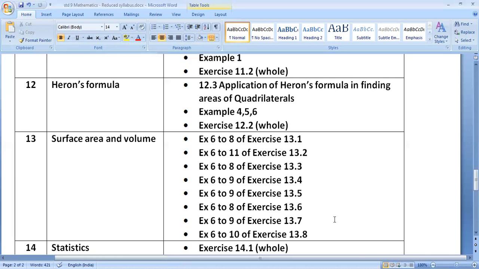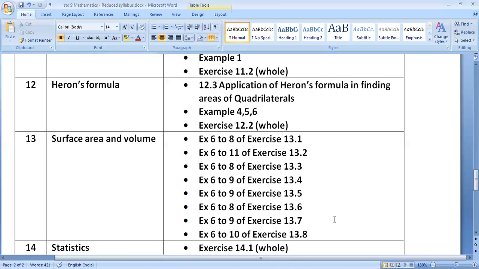Page 234, 13.9, volume of sphere. Volume of a sphere is equal to 4 by 3 pi r cube. And volume of hemisphere is 2 by 3 pi r cube. 235 page number, examples 17, 18, 19 are included.